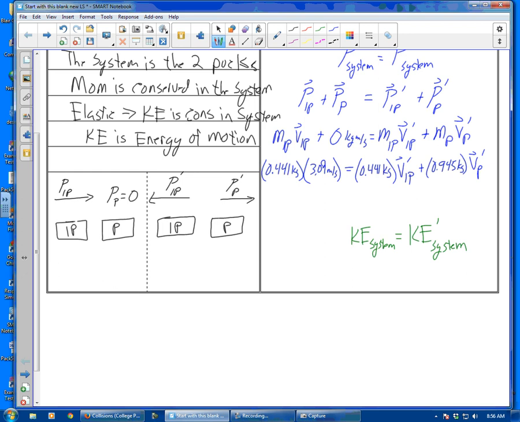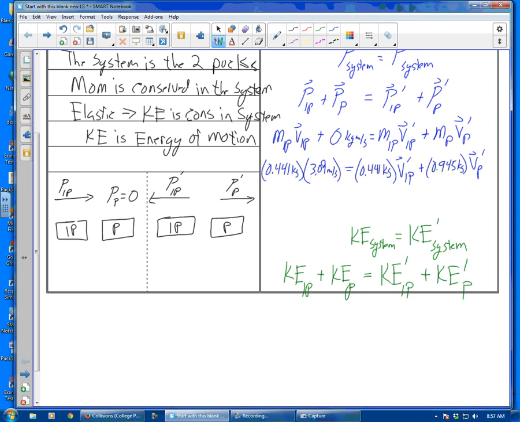So, I have two bodies ahead of time. KE of the ice puck plus KE of the puck equals, that's the collision, that KE afterwards of the ice puck and KE, or kinetic energy, afterwards of the puck. Since they're separate bodies, each one has its own kinetic energy.